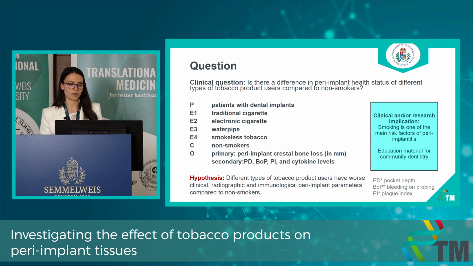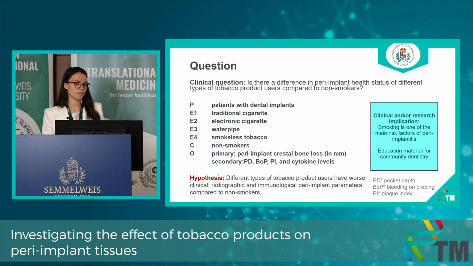For the primary outcome, we want to investigate the peri-implant crestal bone loss, and for the secondary outcome, the different clinical parameters, for example, the probing pocket depth, the bleeding on probing, the plaque index, and the different cytokine levels.